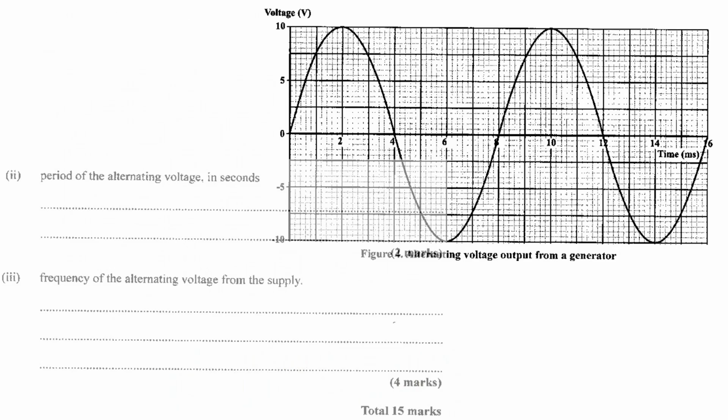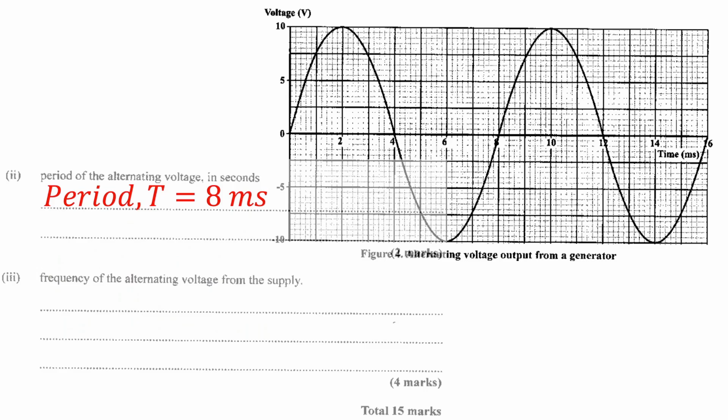Then we're to determine the period of the alternating voltage in seconds. So remember that the period is the time taken for one complete oscillation. So if we look at our graph, it starts at 0, goes up to the top of 10 in a time of 2 milliseconds, back to 0 at 4 milliseconds, down to negative 10 at 6, and back to 0 at 8 milliseconds. So the period is 8 milliseconds. That's the time it takes to complete one complete oscillation.